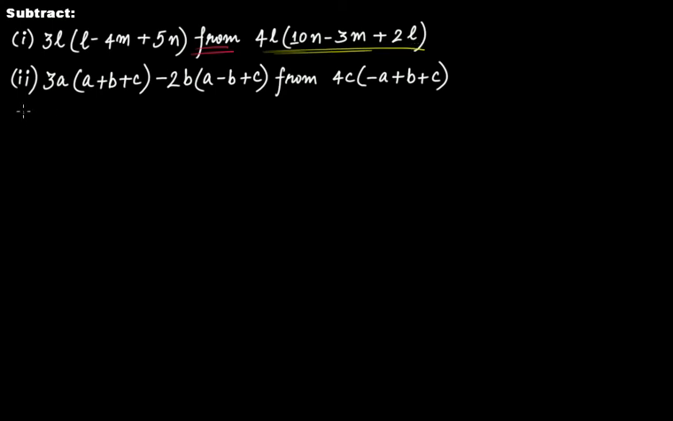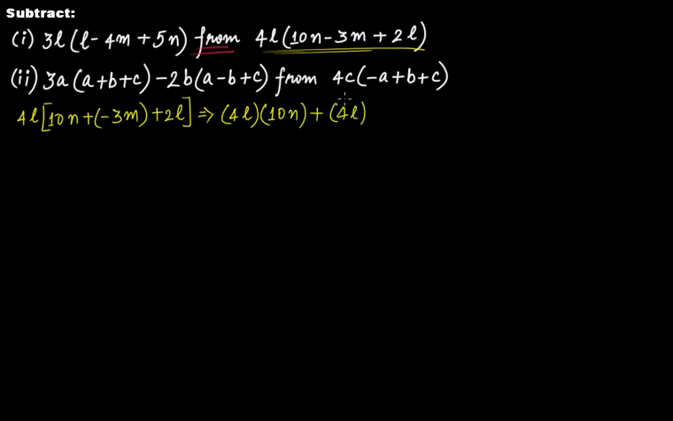So this can be written as 4l multiplied by the bracket 10n plus minus 3m plus 2l, right? And if you open the bracket and multiply, this is 4l multiplied by 10n, plus sign here, this is 4l multiplied by minus 3m, this is plus 4l multiplied by 2l.